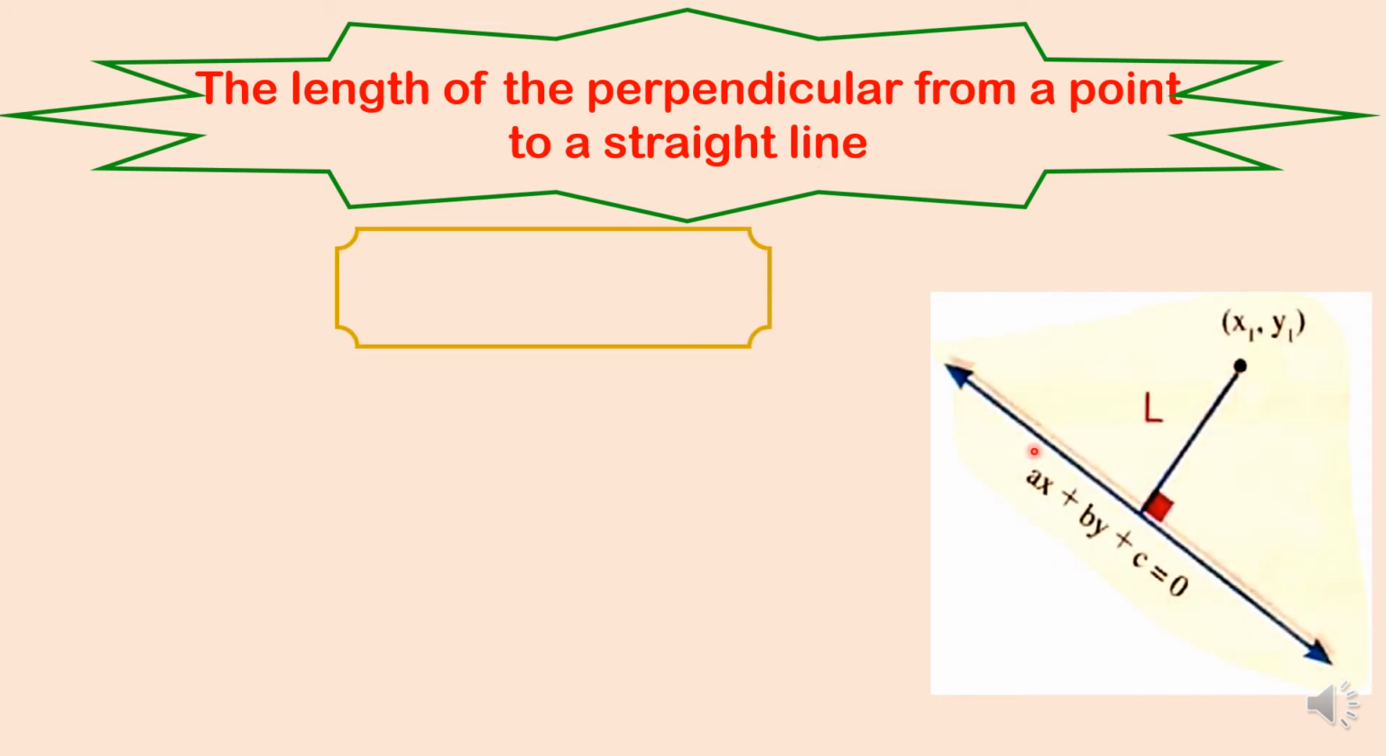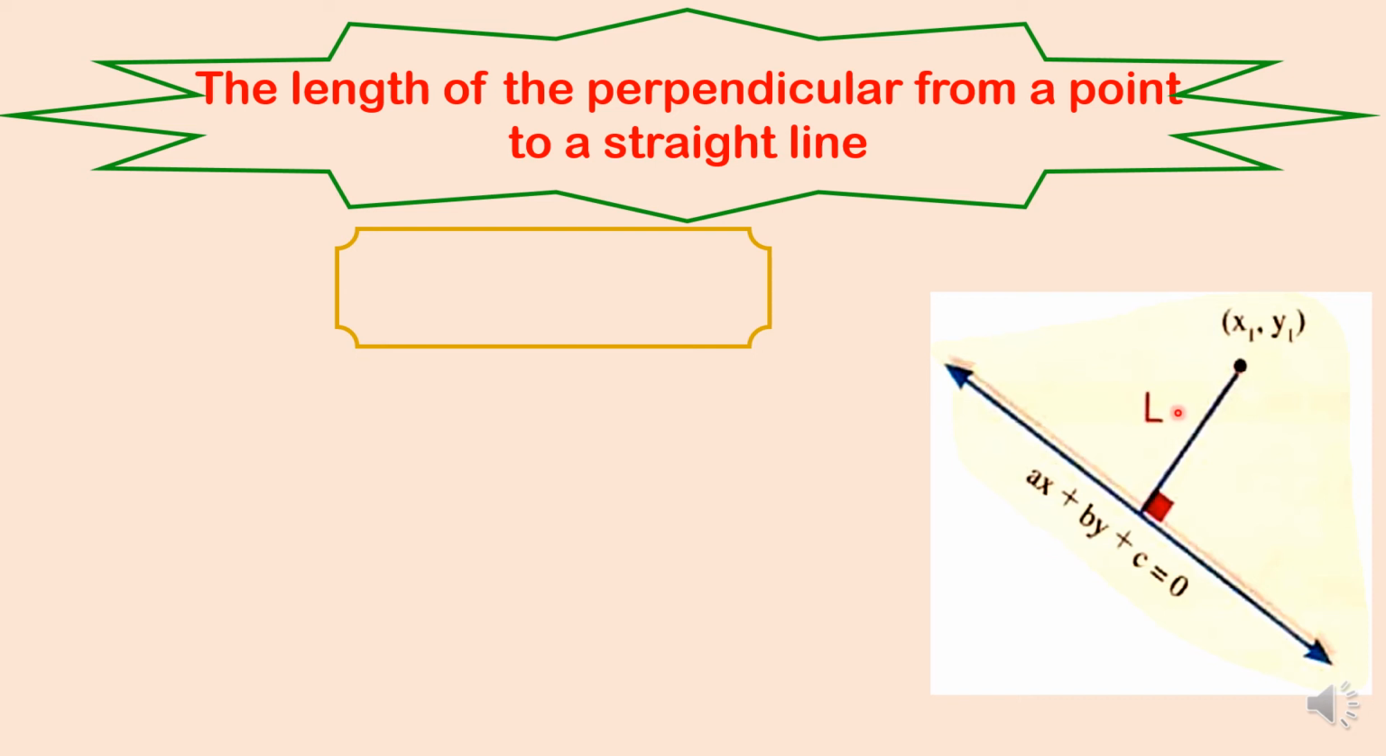So, if we have a straight line and given its equation, which is ax plus by plus c equals 0, and a point outside the straight line, x1 and y1, the required is to find the perpendicular distance from the point to the line. The given is the equation of the straight line and the ordered pair of a point outside it, which is x1 and y1. The required is to find the perpendicular distance from the point to the line, which is called L.